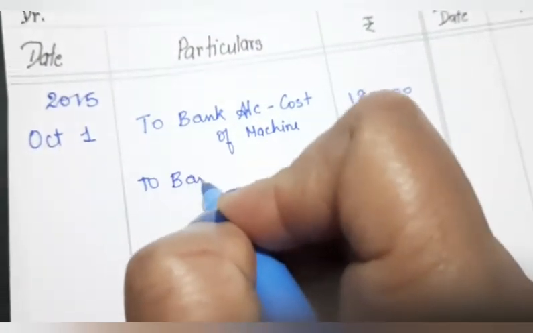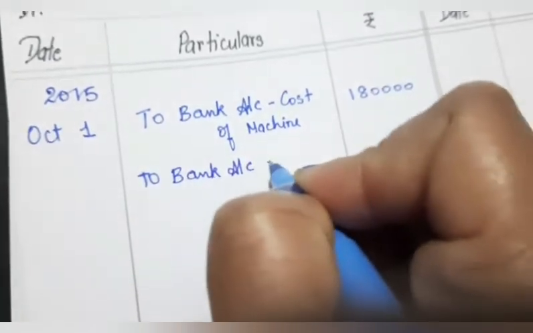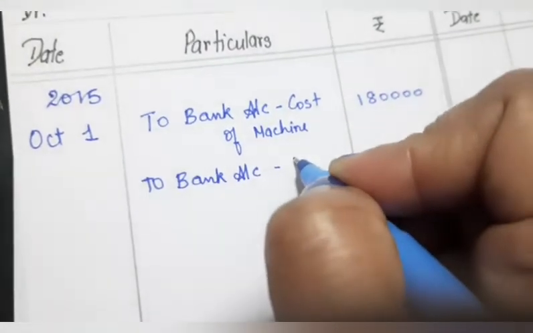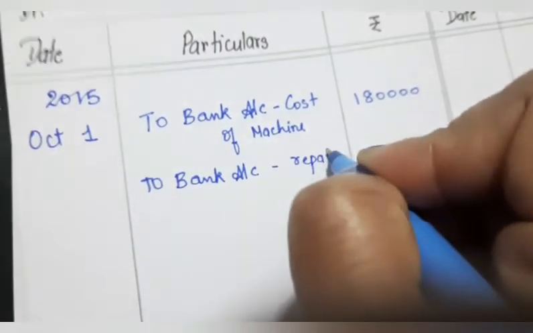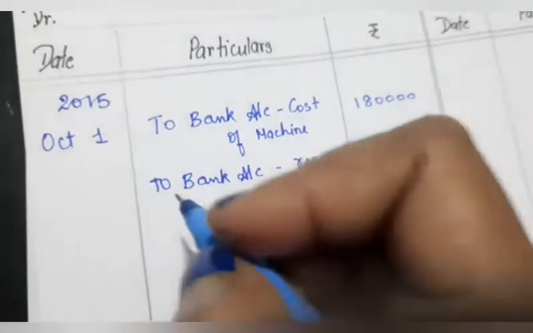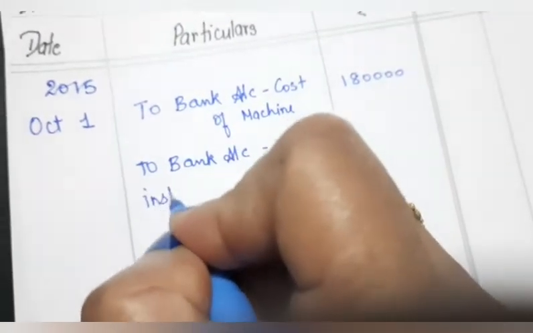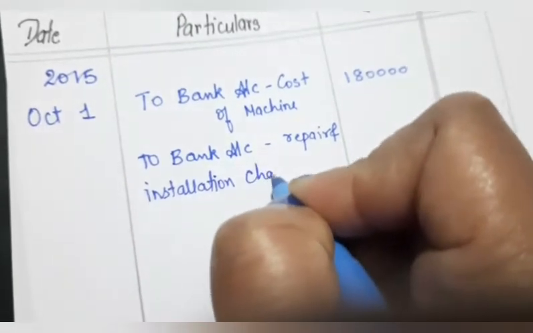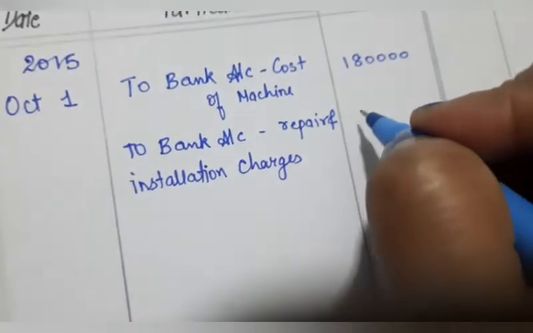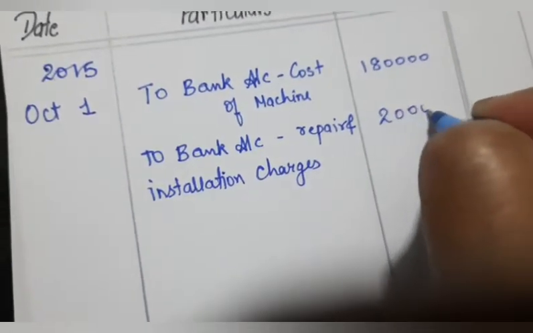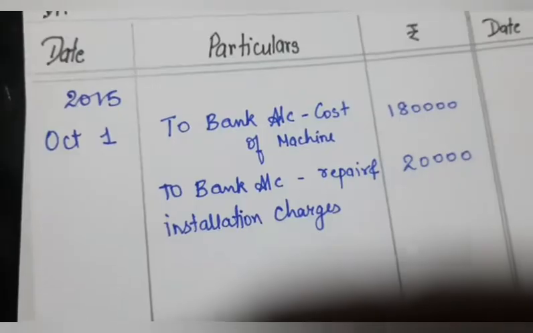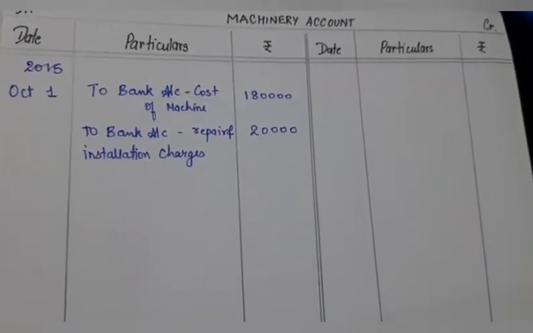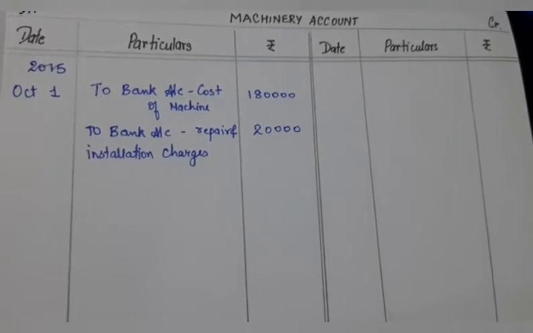to bank account, and this money I have spent for its installation and repairs. So I can write here repair and installation charges. Okay, how much is the amount you have spent? It's 20,000. Students, this is the journal entry for purchase of a machinery, second-hand machinery. This machinery was purchased on 1st October.